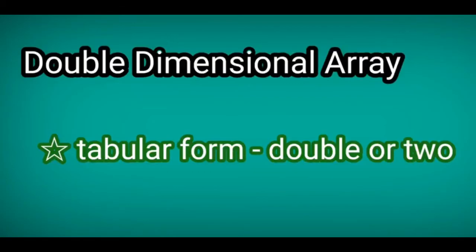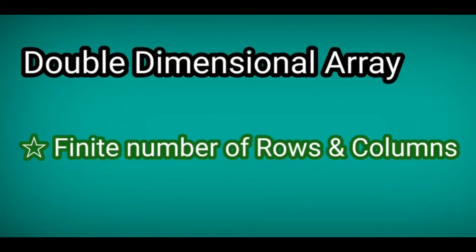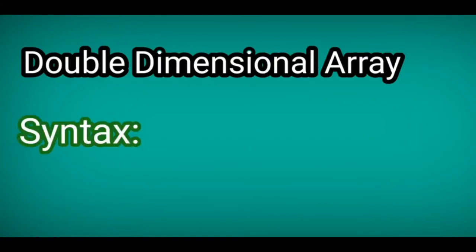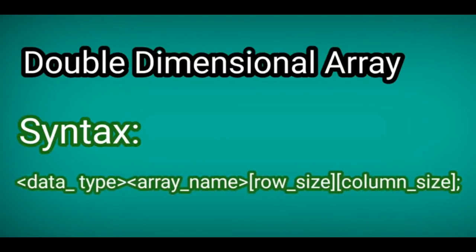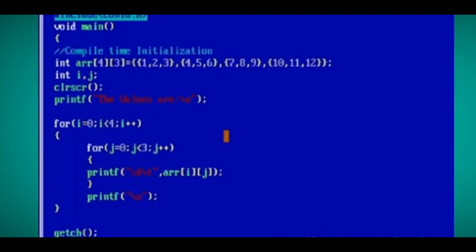Double dimensional array. The array which is used to represent and store data in tabular form is called a double or two-dimensional array. It has a finite number of rows and columns. Syntax is data type, array name, row size, and column size. Now let me see an example of double dimensional array.